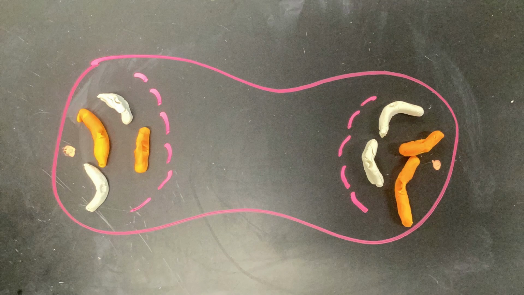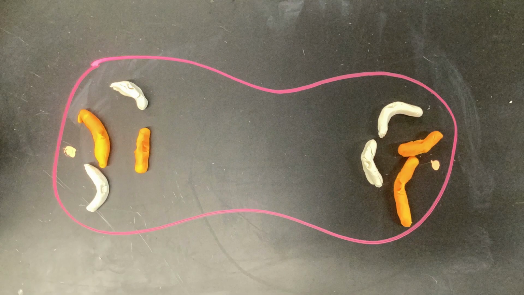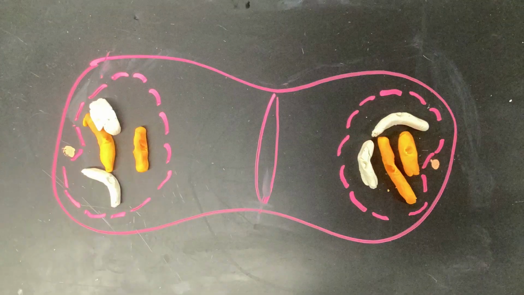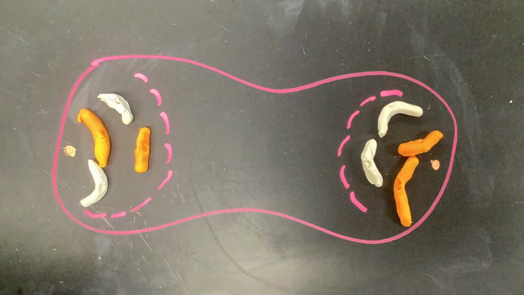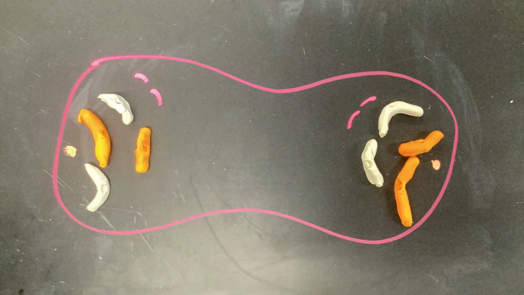Now we are in telophase. In this phase, the cell becomes larger and two nuclei start forming. Each nucleus contains an exact replica of the original parent cell's chromosomes. The nuclei are divided by a contractile ring for animal cells or a cell plate for plant cells.